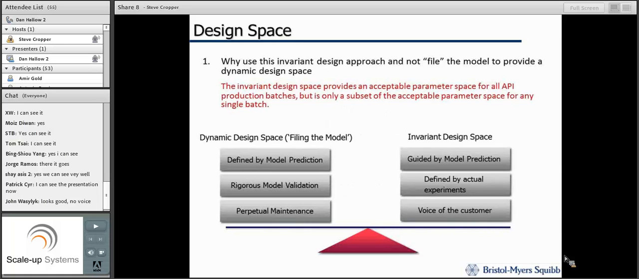So next, I wanted to highlight some common questions that we have received through the presentation of this work and the numerous forums that I discussed earlier.